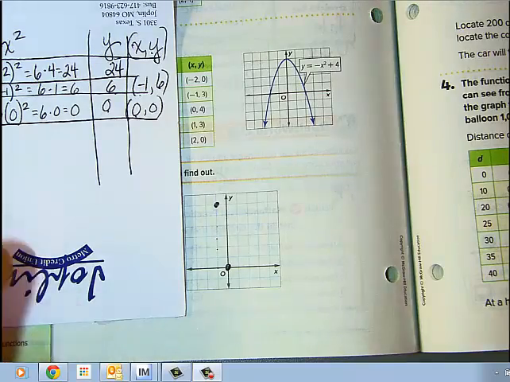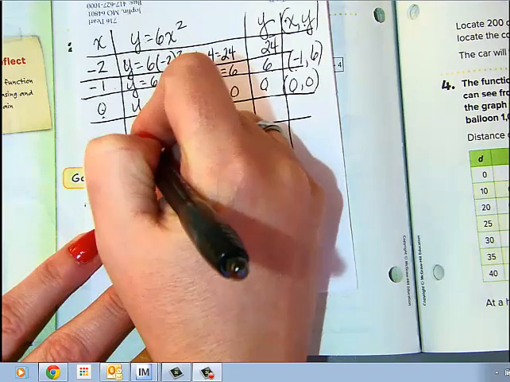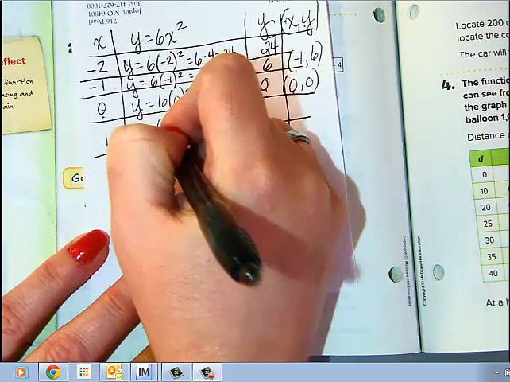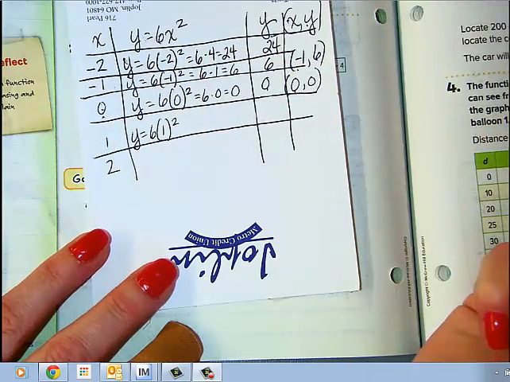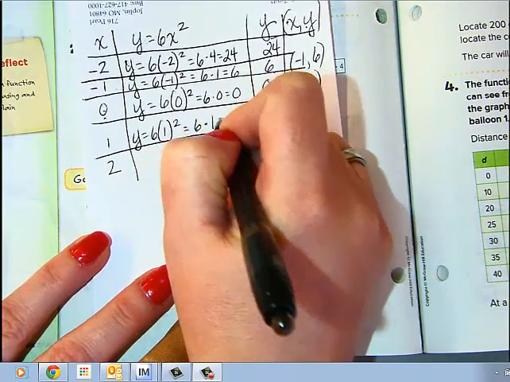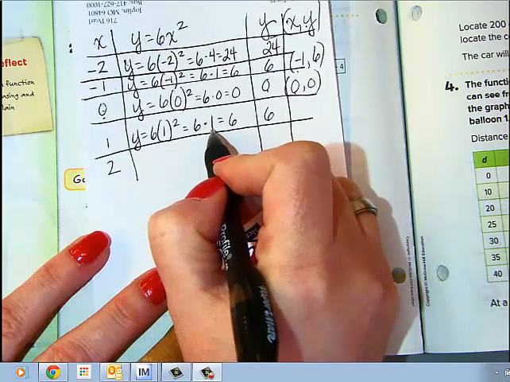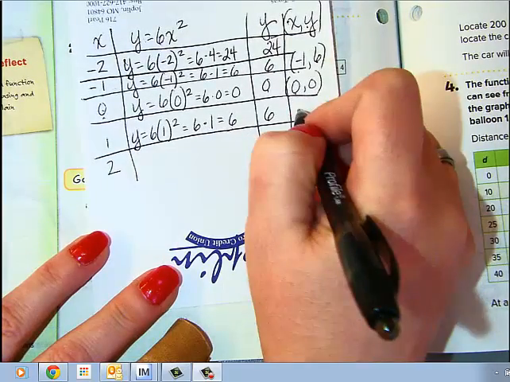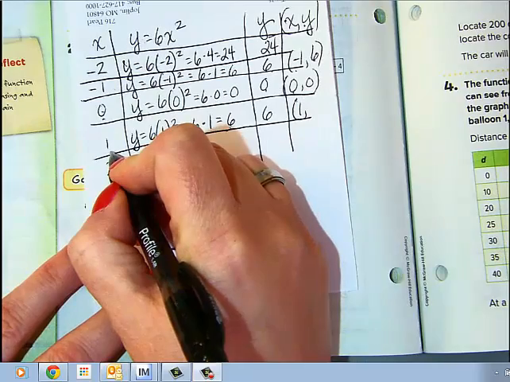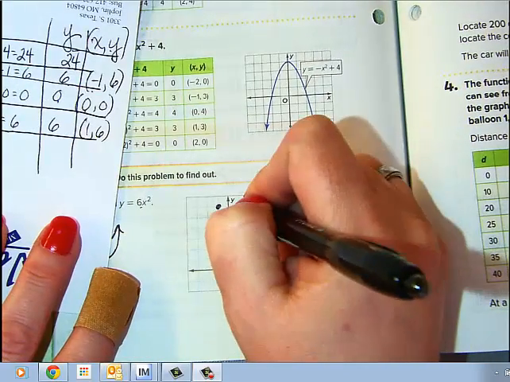Okay. Now let's put in a positive 1. Y equals 6 times 1 squared. 1 times 1, again, is still a 1. So my y, when I solved it, 6 times 1 is 6. So my x is a 1. My y is a 6. So I have a point at positive 1, 6.